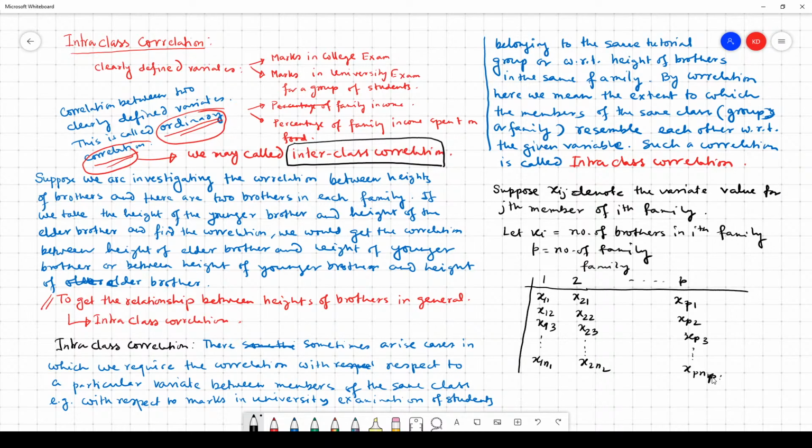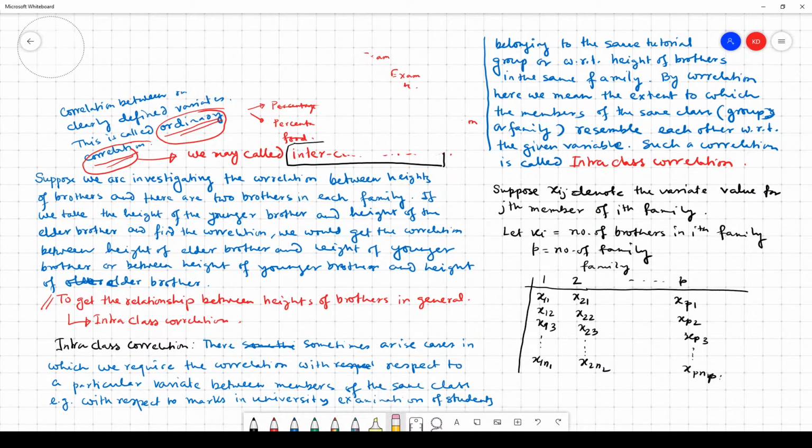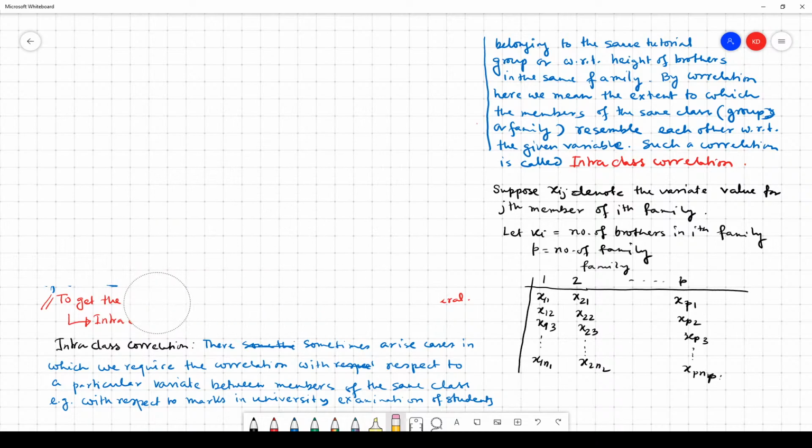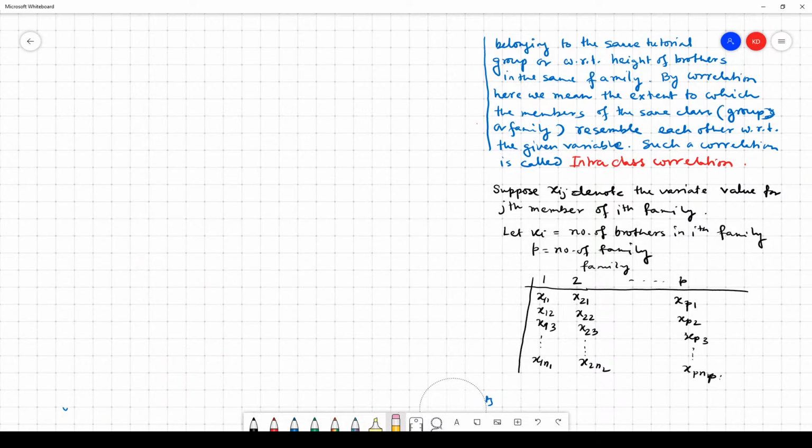Now, this is a mean, which is nothing but, first I define the variable.